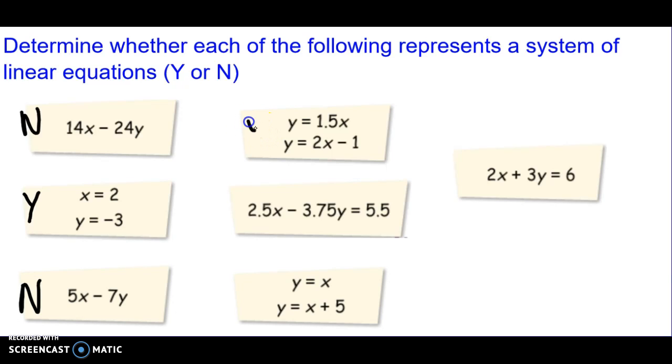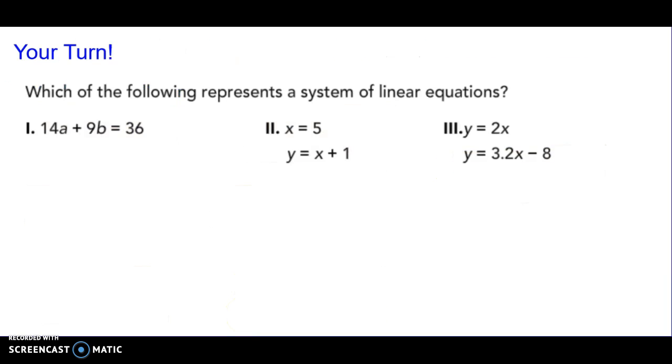This one up here would be yes, because it has two equations. The next one would be no. The next one would be yes, again it has two equations, and the last one would be no. So I want you guys to try this one. Which of the following represents a system of linear equations? Try this in your OneNote and see if you get it.